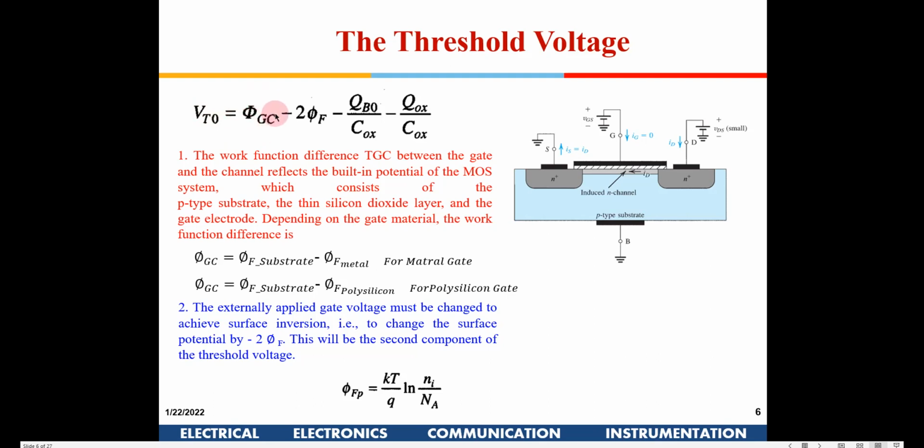This is known as gate engineering. Gate engineering means the use of an appropriate metal in the gate to adjust the VT of the devices. I hope this aspect is clear to all of you, about where this phi GC, the work function, came from. So the next is 2 phi f.